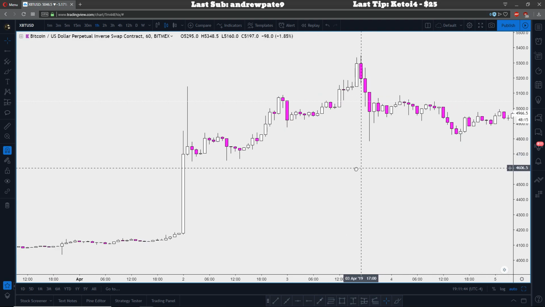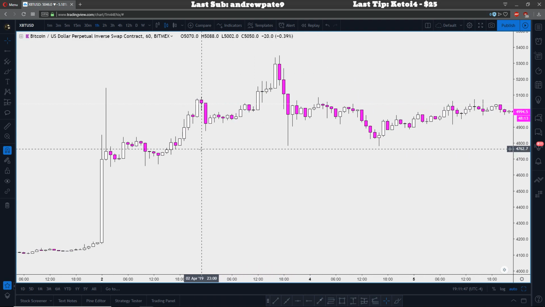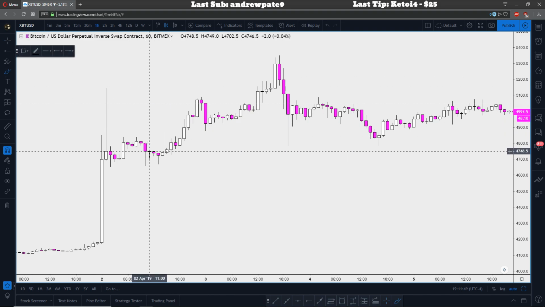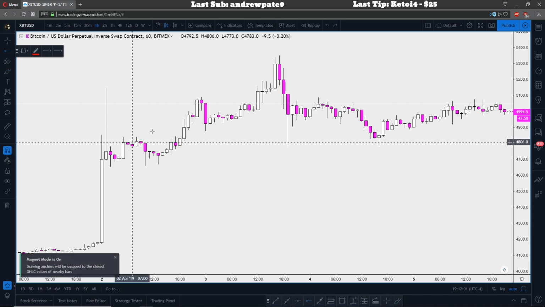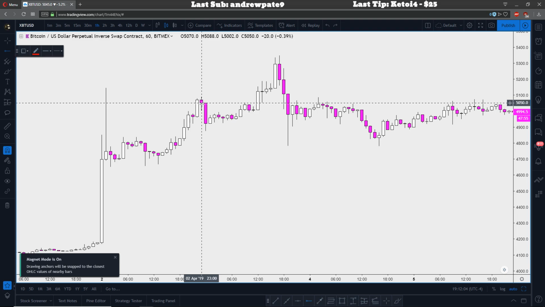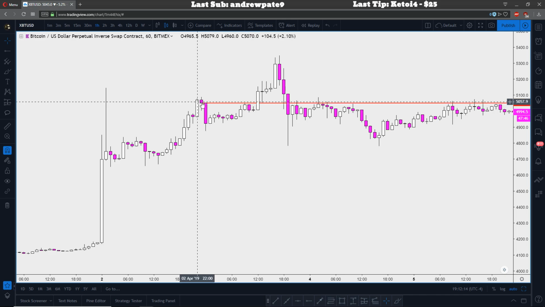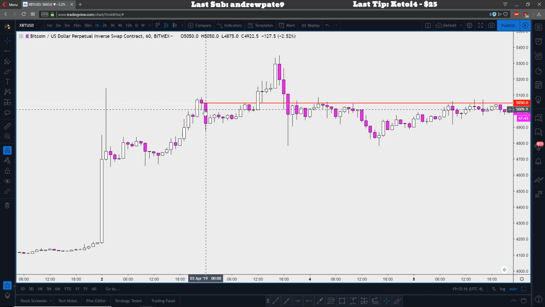Another thing you can do with these levels is, for example, we have a move up here. Let me turn off magnet mode. We have a move up, and then you see a pullback. What we can do with a pullback is we can do the same thing. We grab the last point of support before that pullback down. So we have our doji here. You take your last form of support before that move down, and that becomes your breakout level.